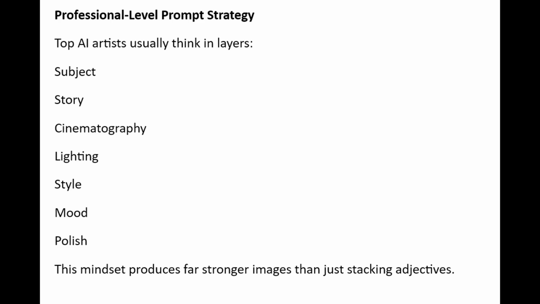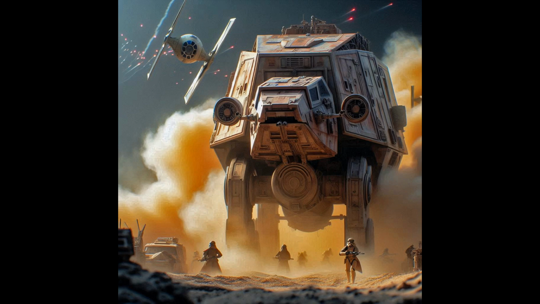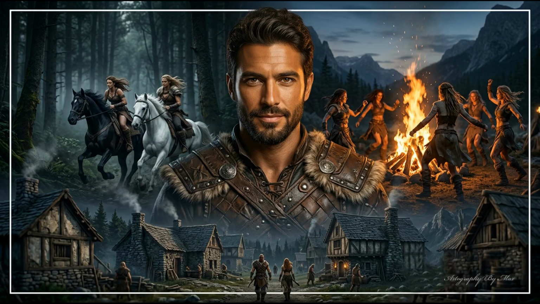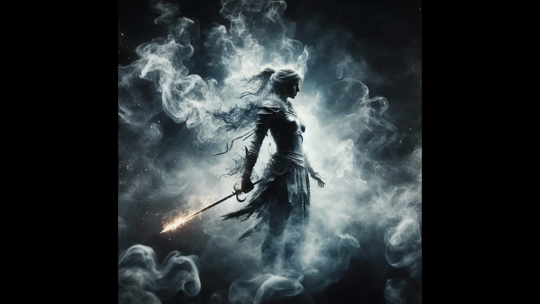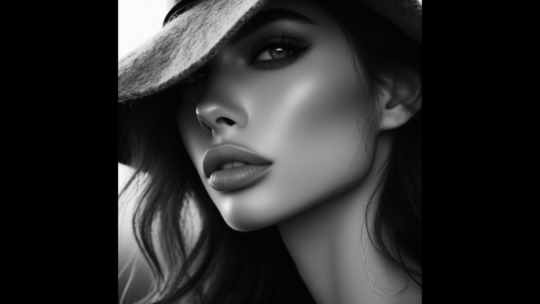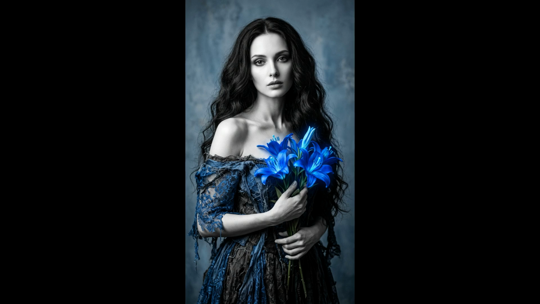Different style categories create very different visual behaviors. For example, cinematic prompts emphasize dramatic framing in film aesthetics. Fantasy prompts focus on mythology and world building. Anime prompts prioritize stylization and energy. Realism focuses on authentic photographic detail. Painterly prompts emphasize texture and brushwork. Understanding style categories helps you intentionally control the final image identity.